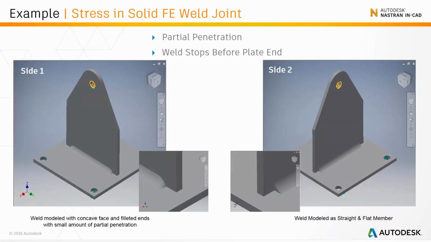So just as a quick example, and this is one of a number of examples that we'll use today, here's a part. It's got two sides to it. It's maybe a lifting lug that's mounted to a plate. So what happens if we put two different, slightly different welds on either side of the part? What's going to happen if we analyze the structure?